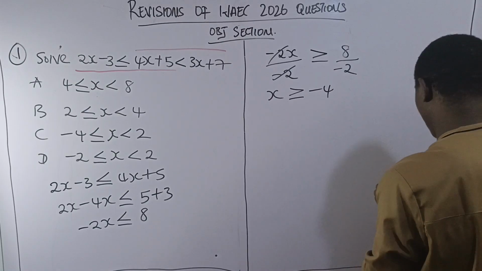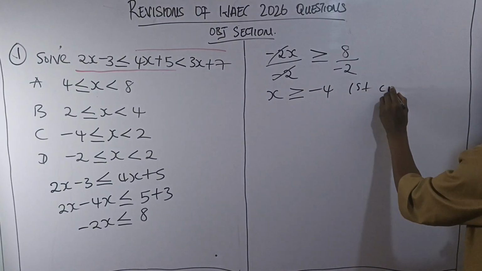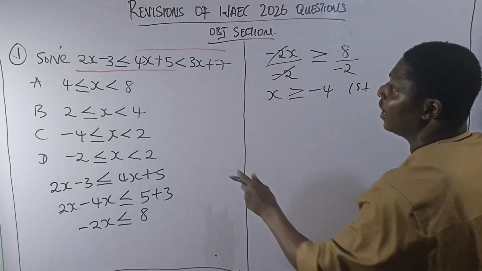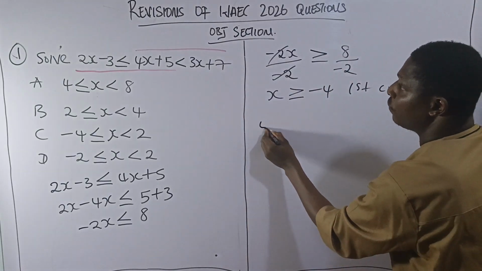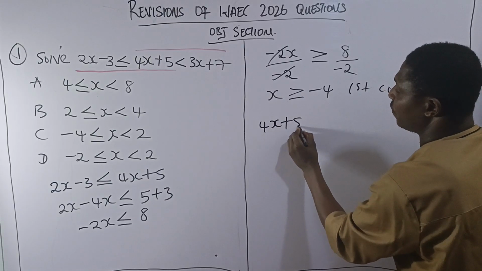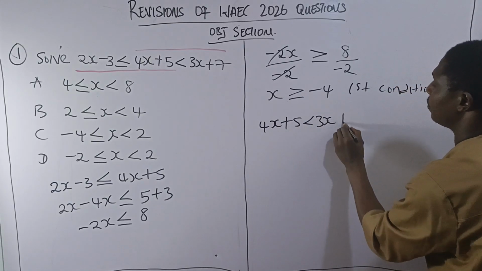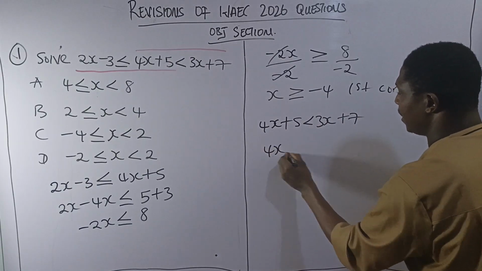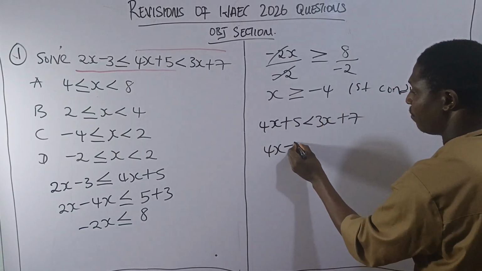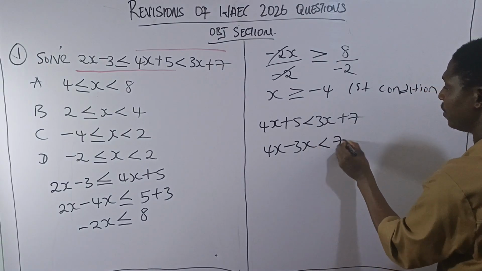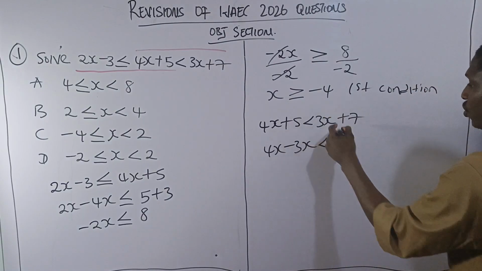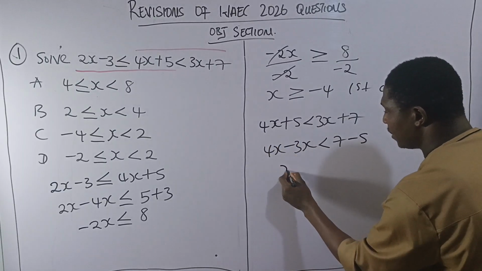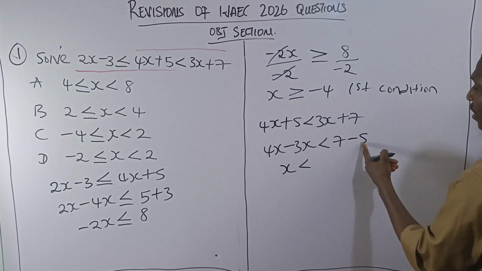This is my first condition, which can be taken as the first case. And for my case 2, I have 4x plus 5 less than 3x plus 7. So I'll bring my x to the left hand side. So I have 4x here plus 3x, because equality sign crossing becomes minus 3x, less than positive 7 plus 5, because it becomes negative 5. And 4 minus 3 is 1, so 1x is the same as x less than 7 minus 5, giving me 2.